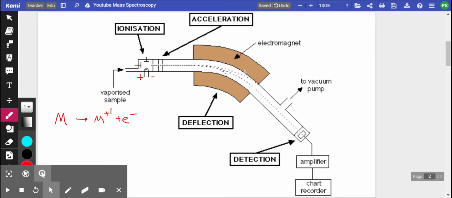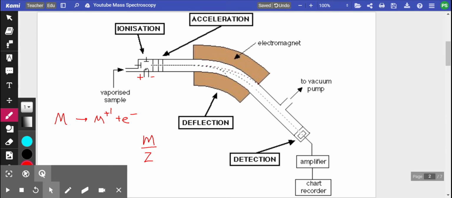Okay, through this path. Then it reaches an area where we have applied a magnetic field, and this causes your ion to deflect, so to change its path. How much it deflects depends on 2 things, its mass and its charge. And that's where we're going to see later on the mass to charge ratio.